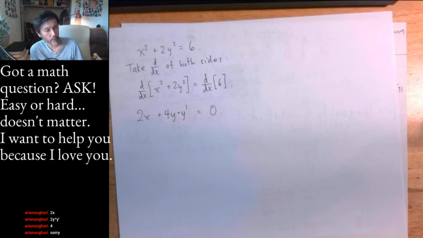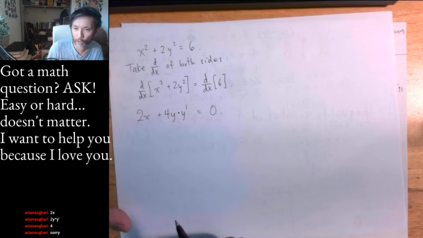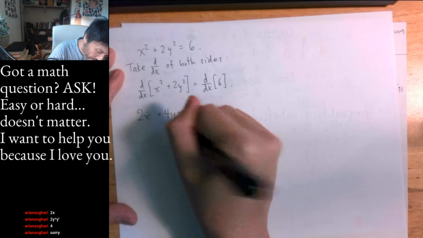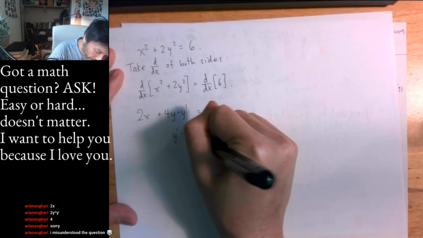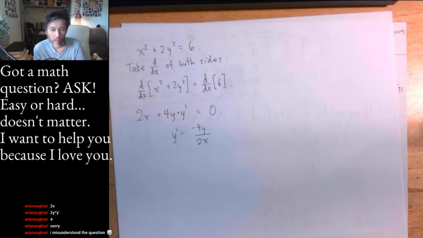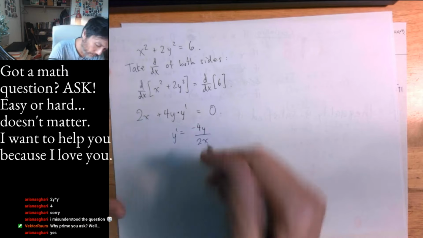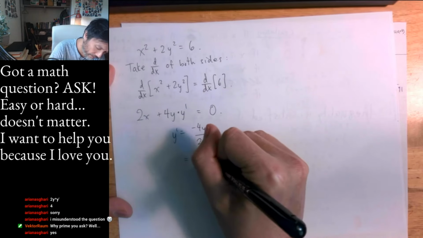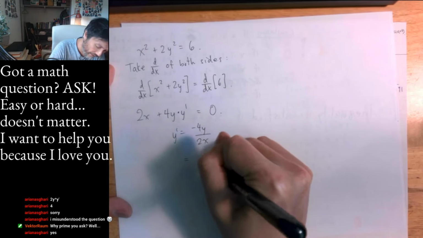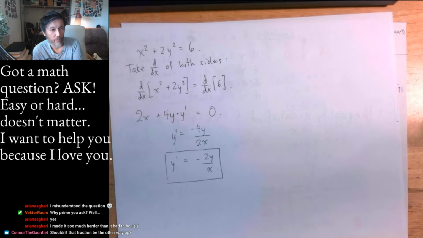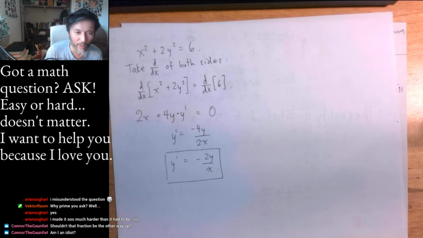So now what you can do is solve for y prime if you want to. And you do, because that's what you're trying to figure out, right? Y prime is equal to negative 4y over 2x. That's okay. Is this making sense, though? Which is negative 2y over x.